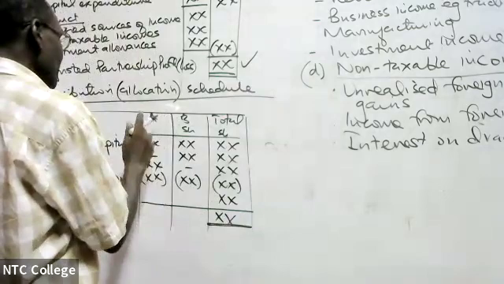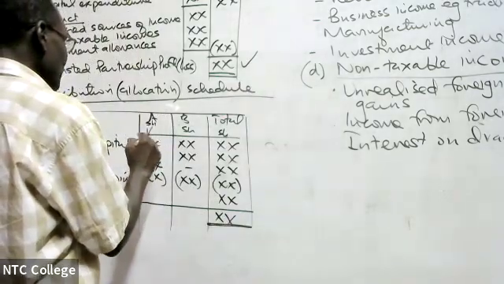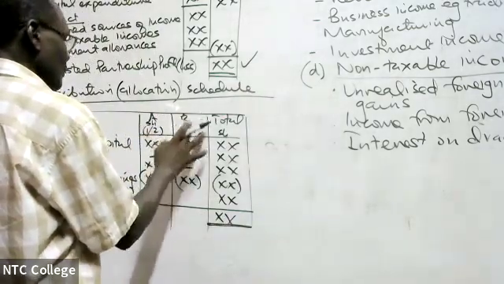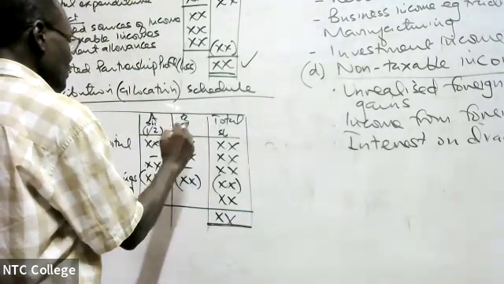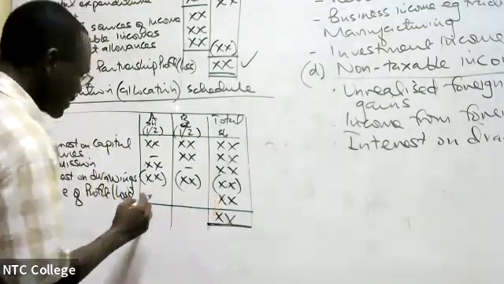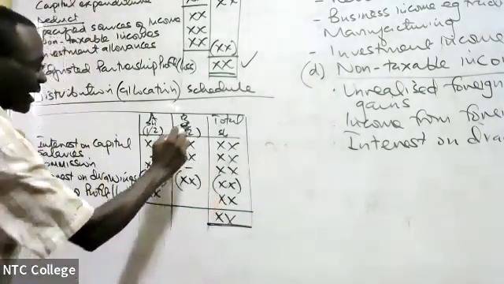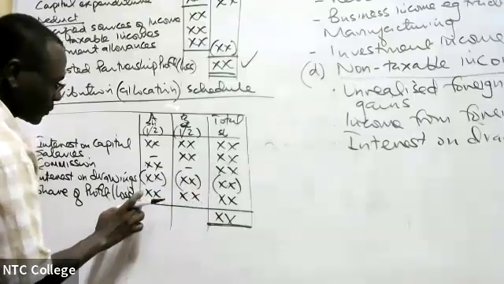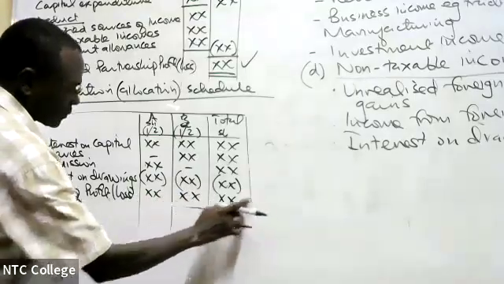And I should have put the profit sharing ratio. Let's assume it is half. They share profits and losses half and half, so you get half of this for A, half for B, like that.